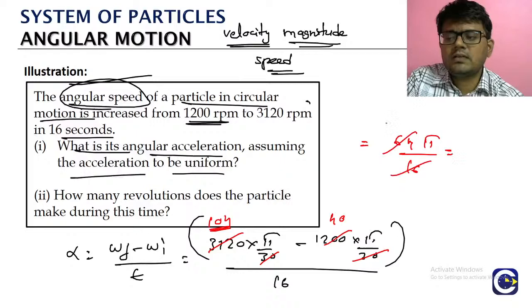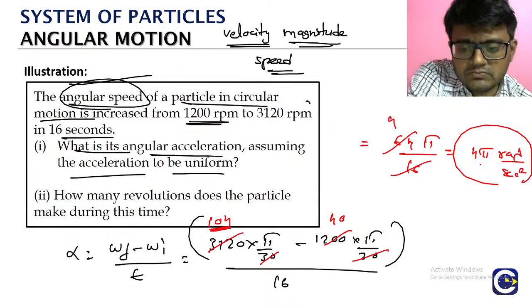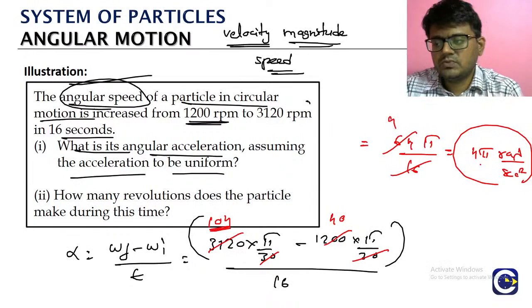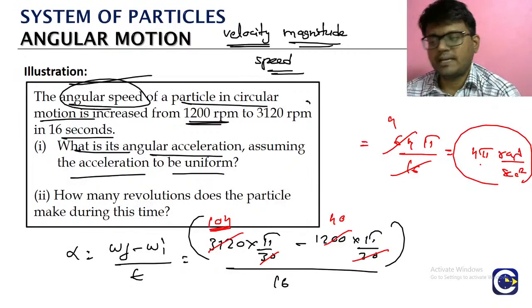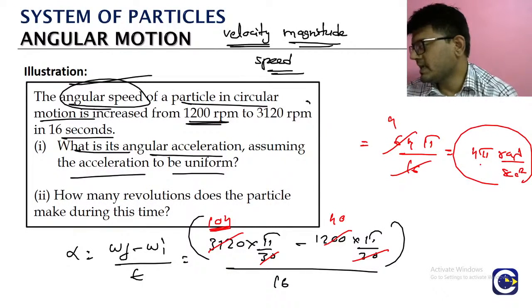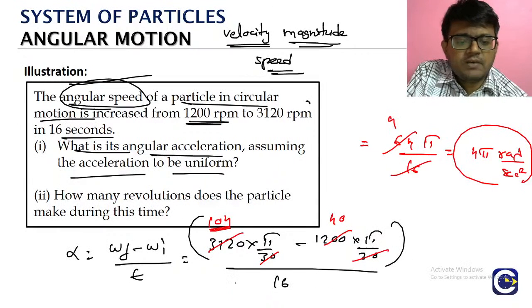So பாருங்க what is it? 4 pi radians per second square. And the pi அப்படியே இருக்கட்டும். So we don't need to simplify that pi value. So what is the answer for this? 4 pi radians per second square. Check பண்ணுங்க what is the answer that we must get? 4 pi radians per second square. Good Aditi.